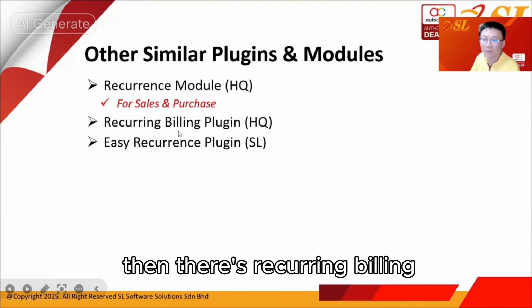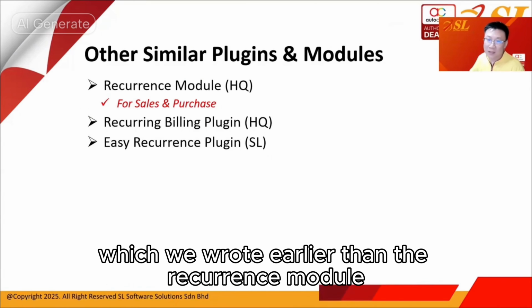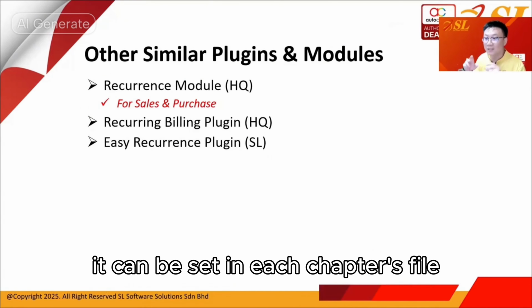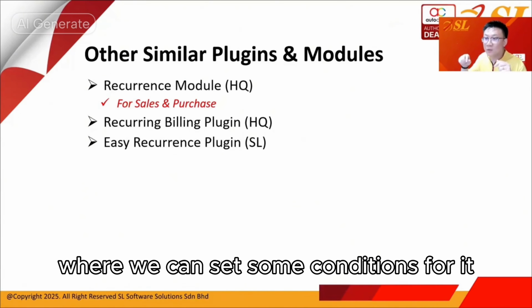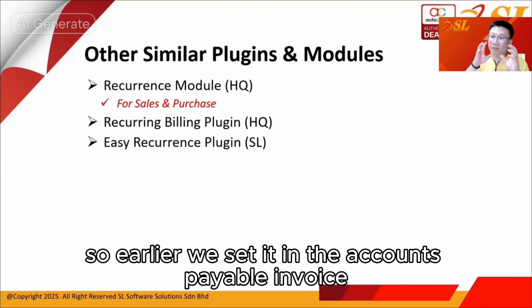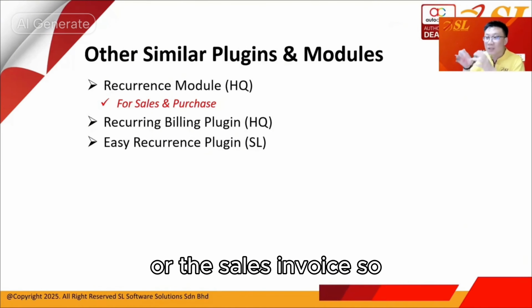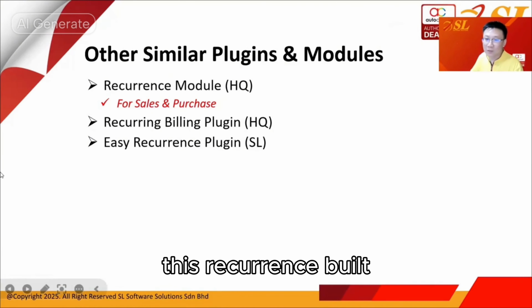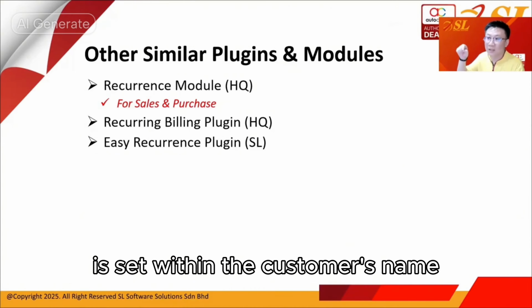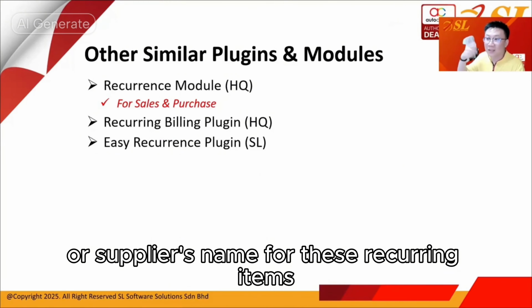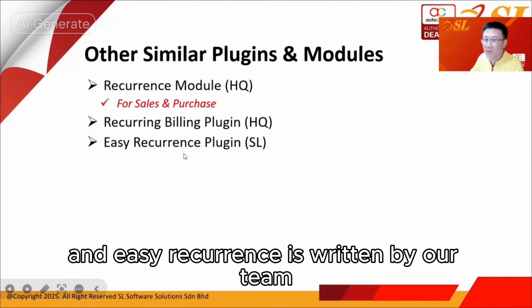Then there's recurring billing, which we wrote earlier than the recurrence module. It can be set in each customer's or supplier's file, where we can set some conditions for it, like what to bill or how many months. Earlier we set it in the accounts payable invoice or the sales invoice. This recurring billing is set within the customer's or supplier's record. And easy recurrence is written by our team.